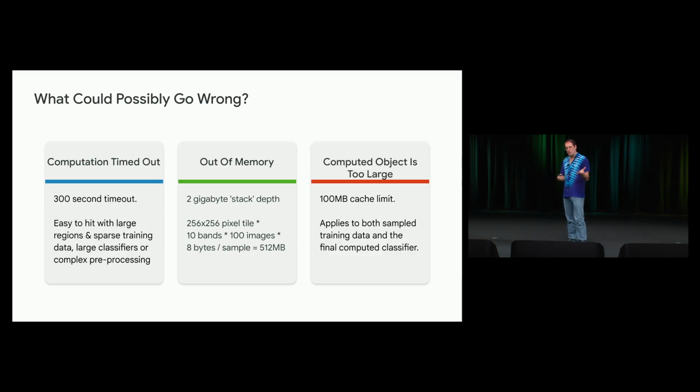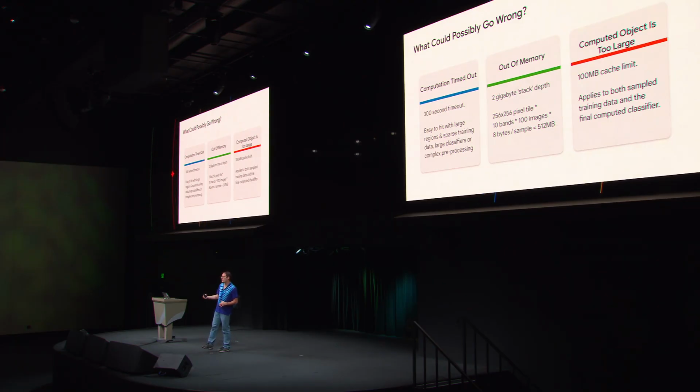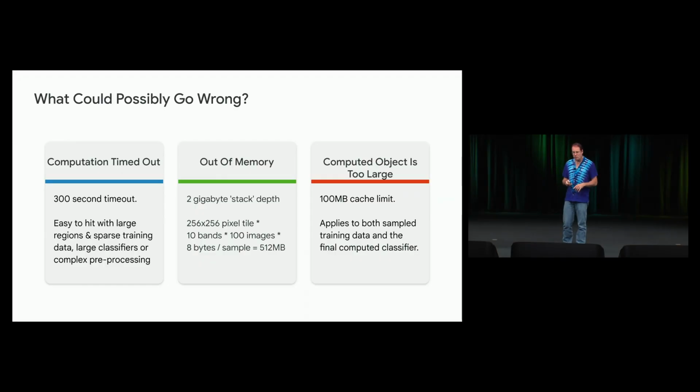And the one you'll hit most often is the "computed object too large" error. We realize that this message doesn't mean anything, especially since you can't do anything about it. But all of the training data that you put into a classifier and the classifier itself have to fit into our cache system. And that cache system is limited to 100 megabytes. So you'll bounce off this limit pretty frequently as you get bigger. We'll talk about how to deal with each of these in different pieces here.